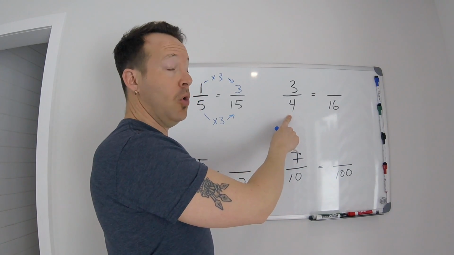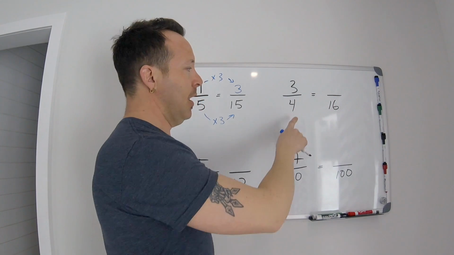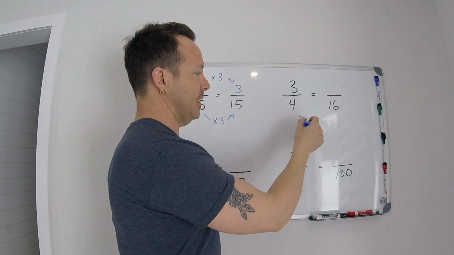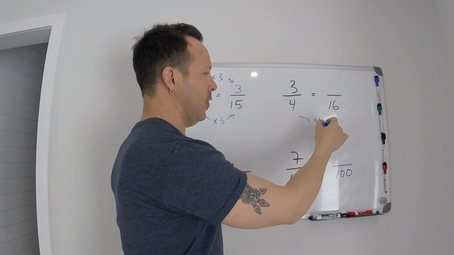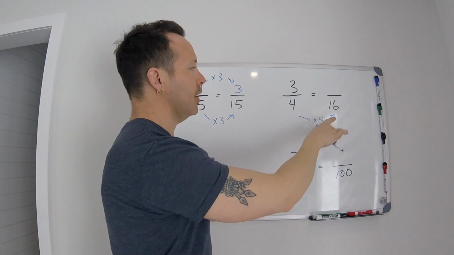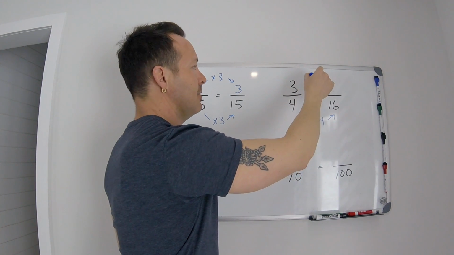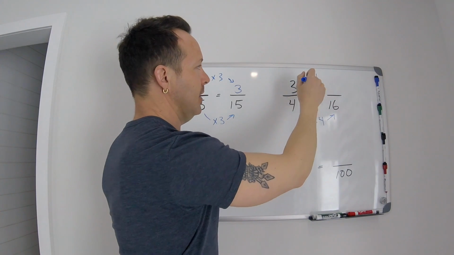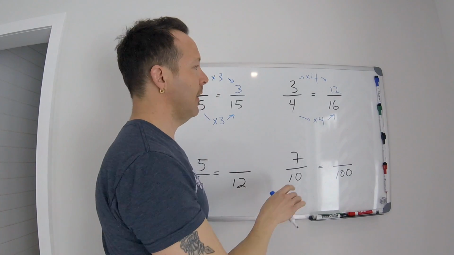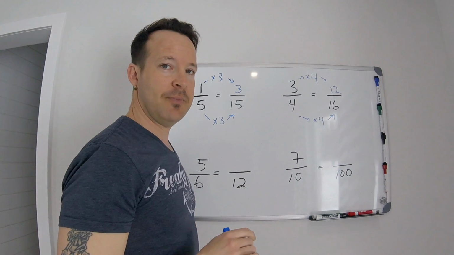3/4 is equal to what over 16? Well, 4 times what gives us 16? 4 times 4 is 16. Whatever I do to the bottom, I do to the top, which means 3 times 4 is 12. So 3/4 is equivalent to 12/16.